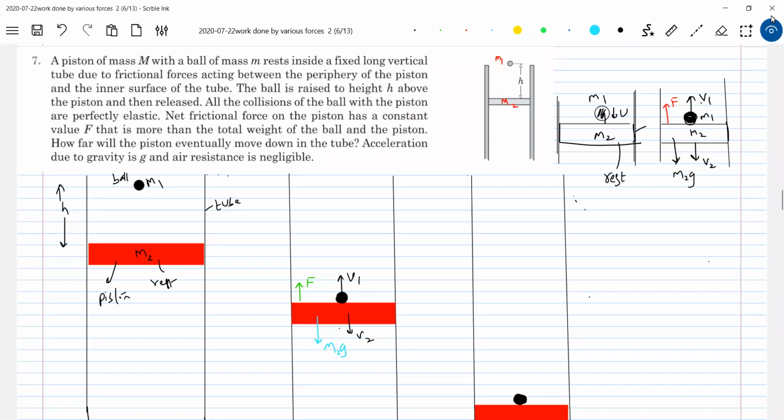Finally, the piston should also come to rest. So the ball and the piston finally come to rest here, having descended some height. The question is asking how far the piston will eventually move down in the tube. So let's take that distance as y. In the diagram I indicated it here.